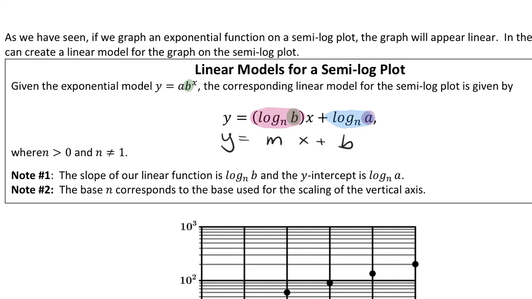The a in this logarithm, log base n of a, is coming from this a, your initial value of your exponential function. What's that, green? Yeah. So the slope of our linear function is this pink, log base n of b, where b is the green value from your exponential. And the y-intercept is log base n of a, where a is the base from your exponential function. Just kidding, a is your initial value, I said that backwards, from your exponential function.